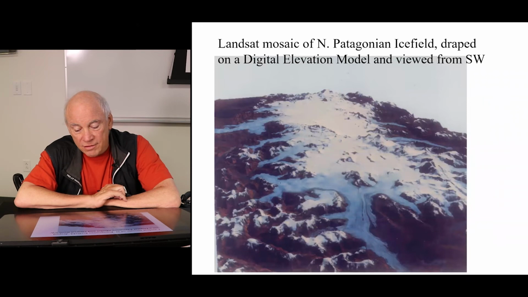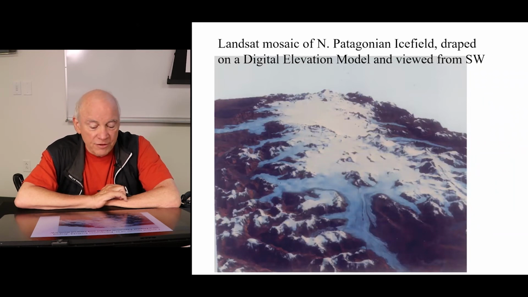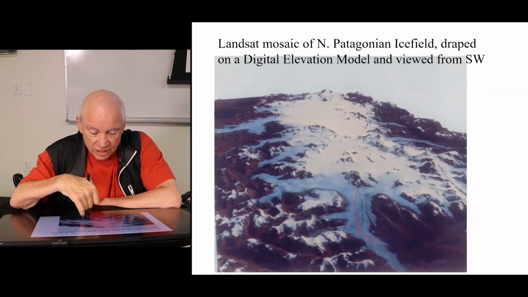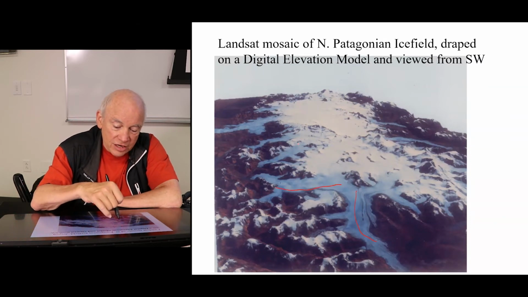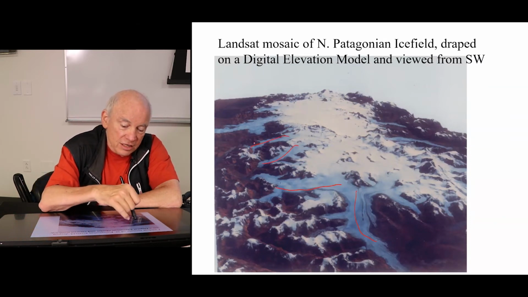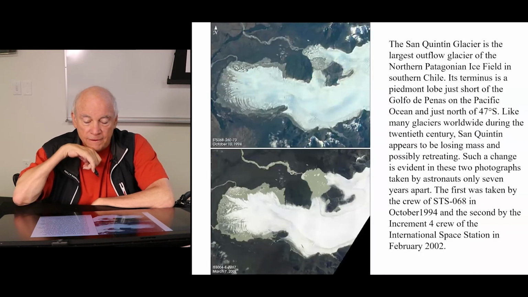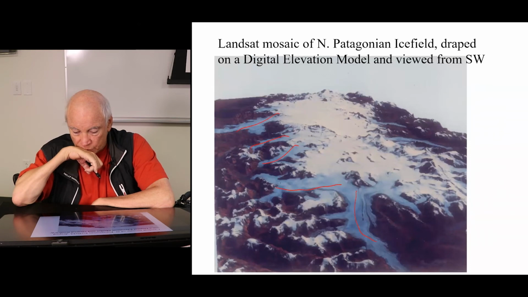This is kind of a perspective view of the North Patagonian ice sheet, and here you can see some of the exit glaciers coming down these valleys, both regions.